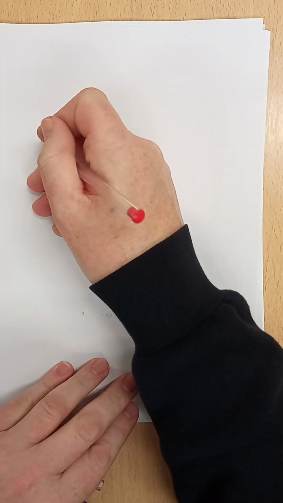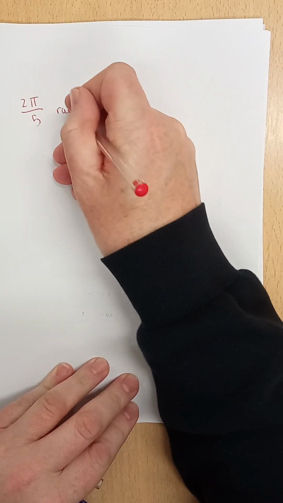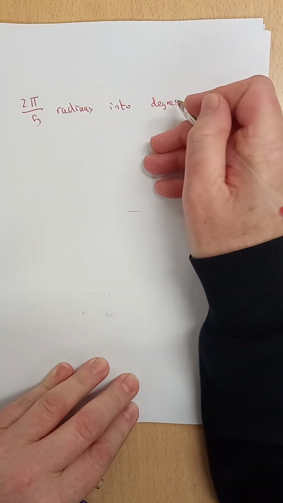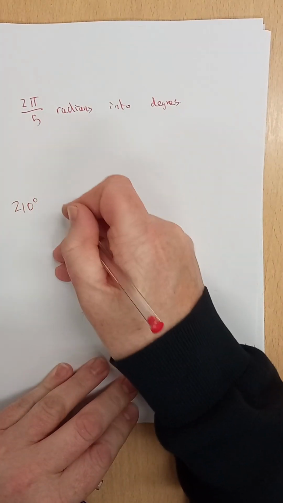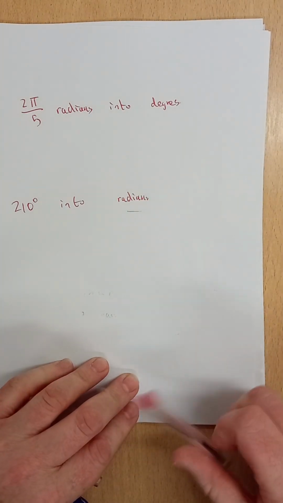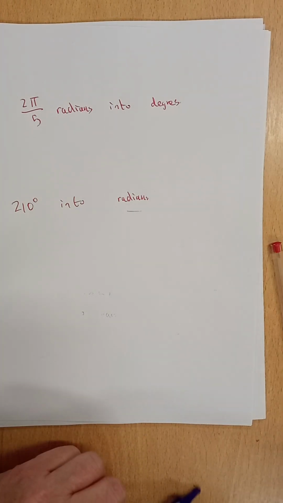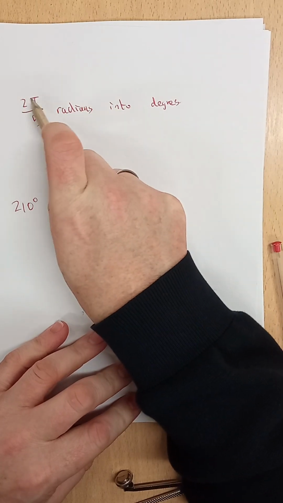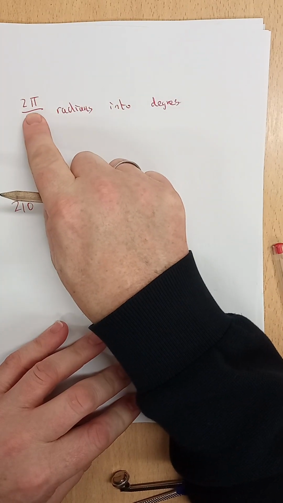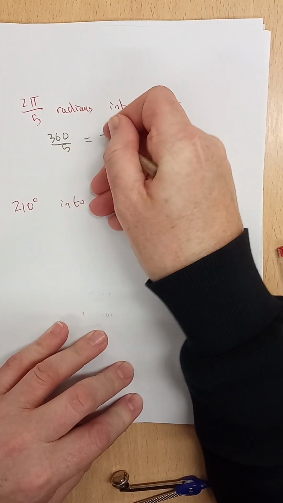Right, so first example, I'm going to convert 2 pi over 5 radians into degrees. And then I'm going to convert 210 degrees into radians, just to show you how quick and easy this is. Okay, so watch how easy this is. So 2 pi over 5 radians into degrees. Well, forget about the 5, 2 pi radians is 360 degrees, isn't it? It's a full circle. So that's just 360 divided by 5, which is 72 degrees.